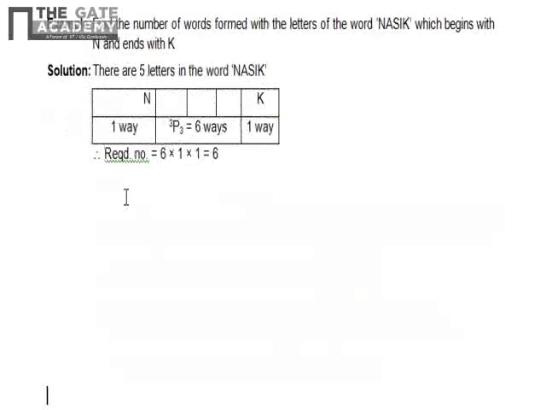Now next problem: find the number of words formed with the letters of the word Nasik which begin with N and end with K. That means there are 5 places. First one is fixed, last one is fixed. Okay, so one way, and now the remaining 3 can be chosen in 3 into 2 into 1 ways. Okay, that is 6 ways. You can also write 3P3 ways. The total number of ways will be 6 into 1, that is 6 ways.